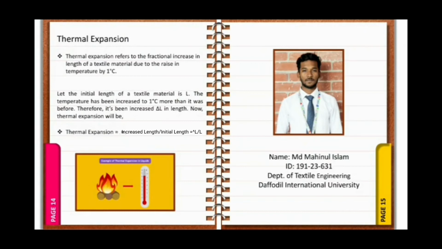Let the initial length of a textile material be L. The temperature has been increased by 1 degree Celsius more than it was before. Therefore, it has increased by del L in length. Now, thermal expansion will be the increased length divided by the initial length. Here, increased length is del L and initial length is L. So, we can say in mathematical terms, thermal expansion is equal to del L by L.